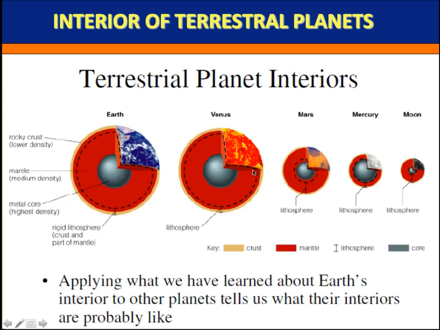Coming to the dissimilarities, the proportion of the core of Mercury is quite high when compared to its crust and mantle. But if you take our Moon, the proportion of the core is very small when compared to the mantle and crust. These kinds of dissimilarities are also there. But the interesting aspect is that, applying what we have learned about the Earth's interior, we can use those concepts to understand other planetary bodies. We can study their internal structure, internal composition, etc. These studies also let us know about surface features or surface morphology, evolution, etc.